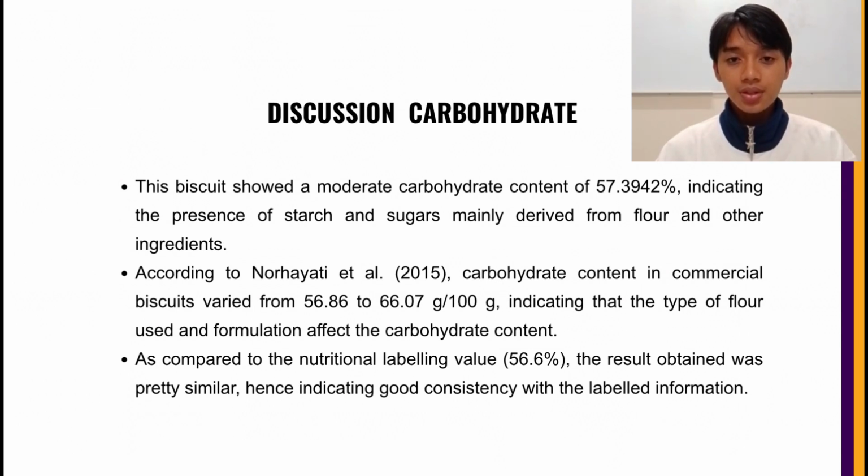Alright, moving on to the carbohydrates. We found a moderate content of 57.39% in our biscuit sample. This is exactly what we expect, as carbohydrates, mostly starch and sugars, come mainly from the flour and other base ingredients. Okay, to put this number in perspective, we look at external data.